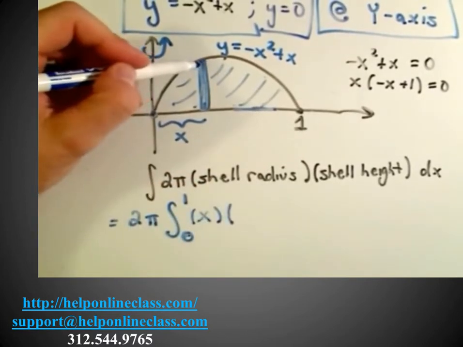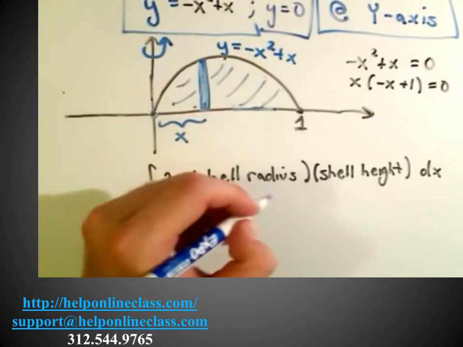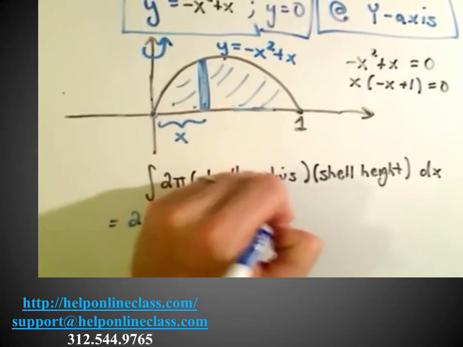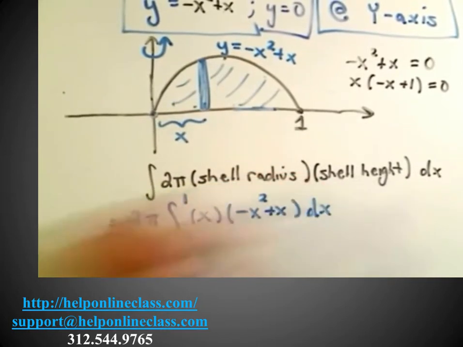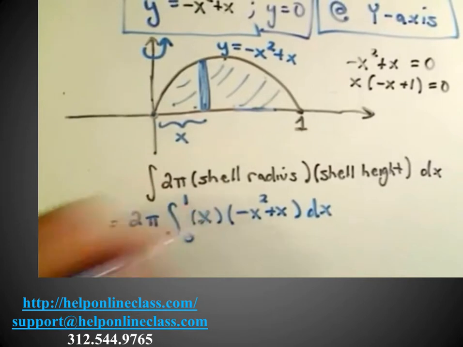The shell height is like finding areas: you just take the top curve, subtract away the bottom curve, and that'll give you the shell height. So the shell height in this case will be negative x squared plus x, dx, and we now have the setup to find our volume using shells.